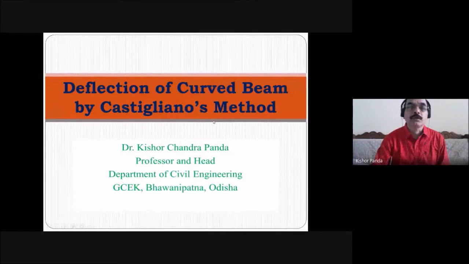Today I am going to discuss how to determine the deflection of a chord beam using Castigliano's method. You already know how to find the deflection of a simple beam and also a frame, but here we will find out the deflection of a chord beam using Castigliano's method.